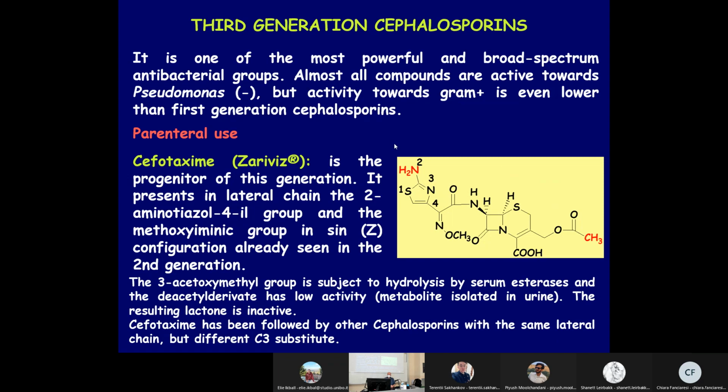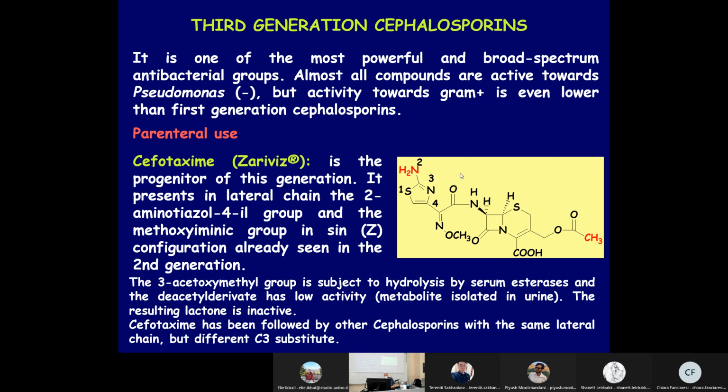Third generation. In the third generation, the scientists wanted to enlarge the spectrum against gram-negative. For these reasons, they tried to increase the hydrophilicity of the whole molecule. How?